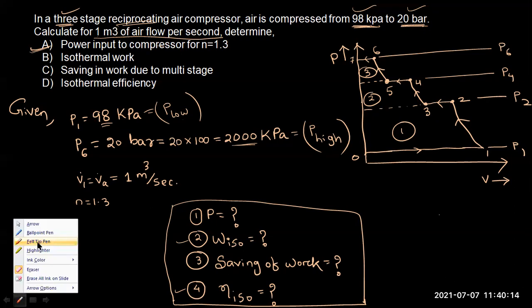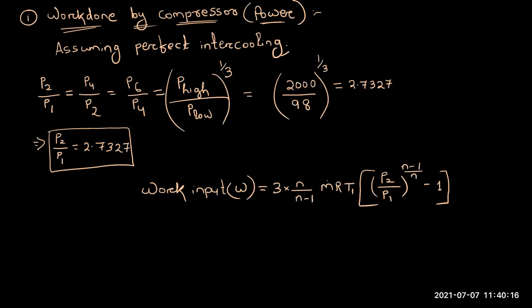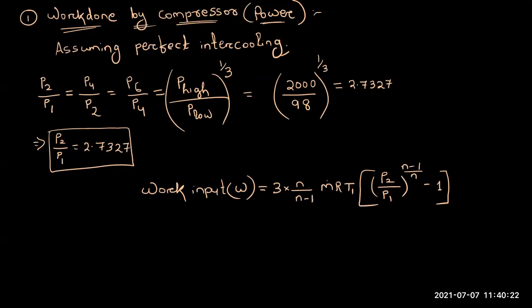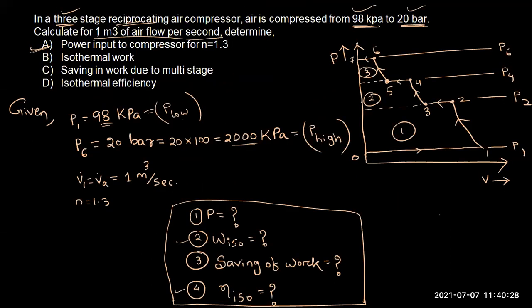Okay, right. Now here in this problem, N value is given, 1.3. No problem. But what about the mass flow rate, m dot? If you see the given data, they have not given the mass flow rate. What they have given is the volume flow rate.